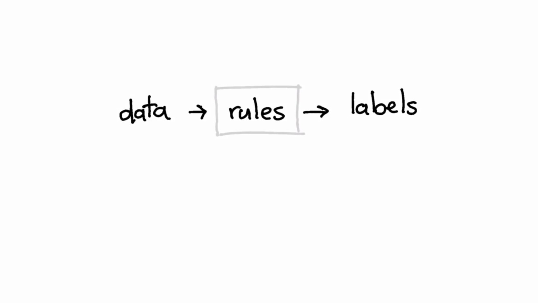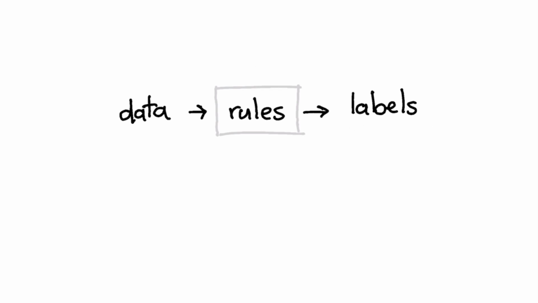Back when data science was really just starting out, it wasn't really common to use machine learning algorithms. Instead, what was more common is you would start with a dataset, and then you would get a domain expert to come up with some business rules, and this would give you a system that could automatically assign labels to new data that came in.